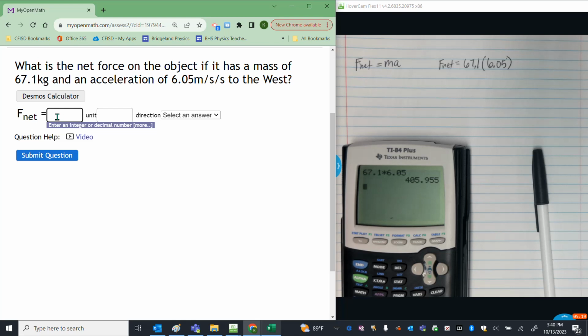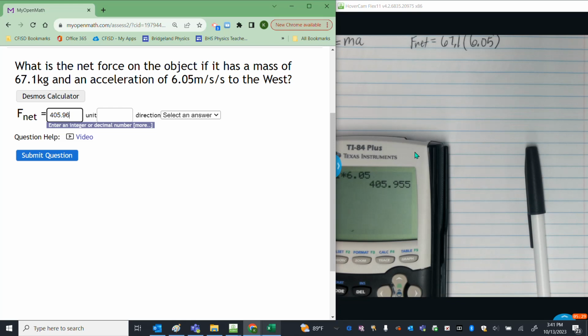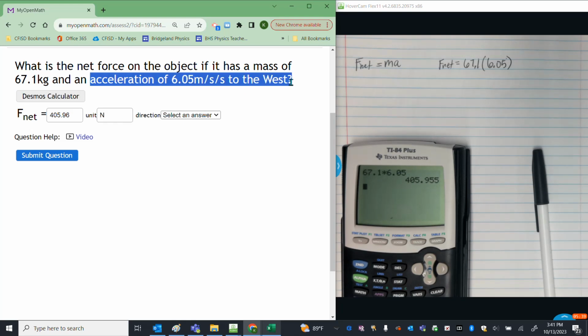67.1 times 6.05 gives me a value of 405.955, and you can type that whole number out, but you only have to have 2 decimals. That would make it 96. So it's up to you if you round that or not. The unit that we need for force is the Newton, and the direction of my net force is always in the same direction as my acceleration. My acceleration is to the west, therefore my net force must be to the west.